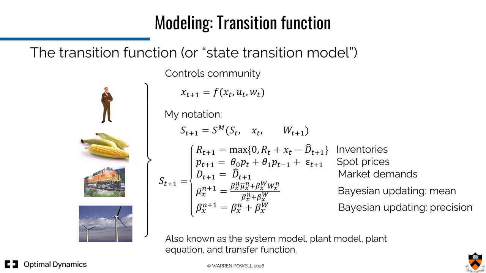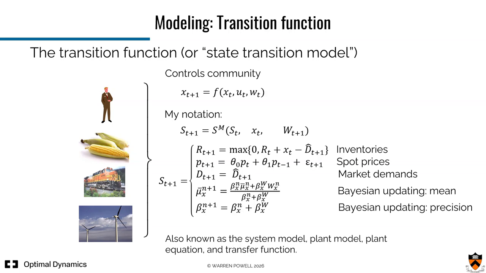Now, here I have some examples showing that a state transition model typically is not just an equation. Here's an inventory problem. The first line is the inventory equation, where I take my inventory R_t, add the new inventory that I ordered, minus the random demand, and I get an updated inventory. This equation has the state S, the decision X, and exogenous information in the form of D hat.